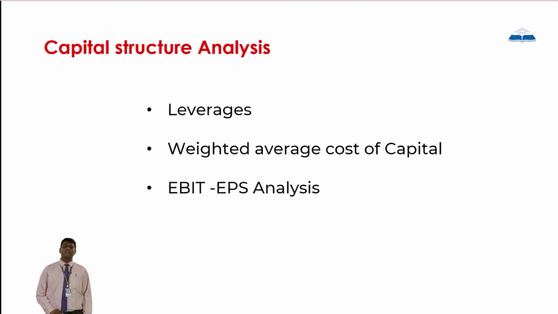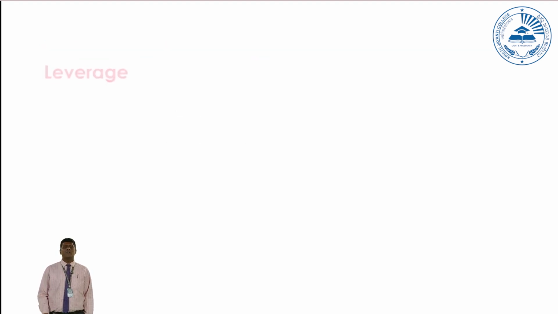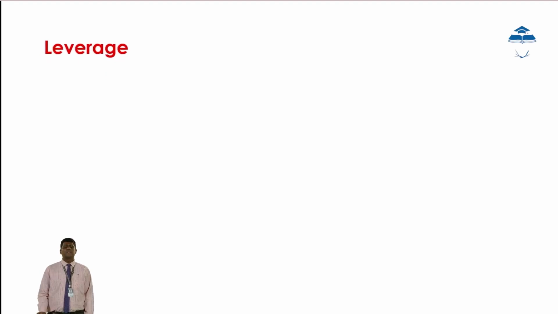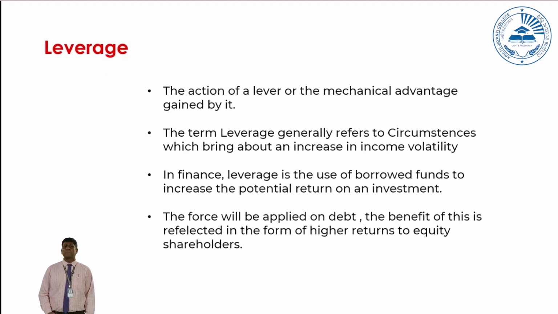Now, how are you going to analyze the capital structure? There are three types of analysis: leverages, weighted average cost of capital, and EBIT and EPS analysis. First we are going to discuss leverages. What is meant by leverage? It's like a gear. Leverage means gear. We are going to compare it with the automobile, where leverage is the action of a lever or the mechanical advantage gained by it. The term leverage generally refers to circumstances which bring about an increase in income volatility.